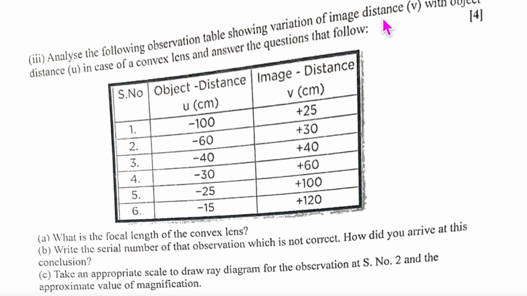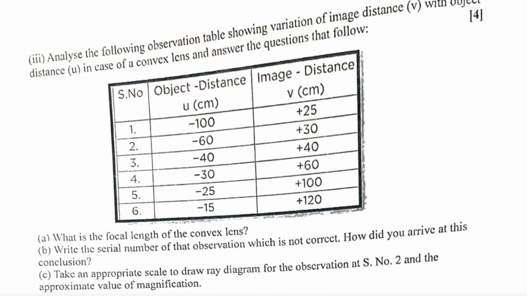Analyze the following observation table, image distance and object distance in case of a convex lens. Answer the questions that follow below. Object distance, image distance. Okay, now image distance is on the right, so these are all real images. What is the focal length of the convex lens?